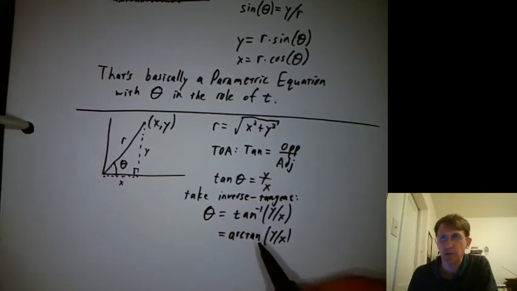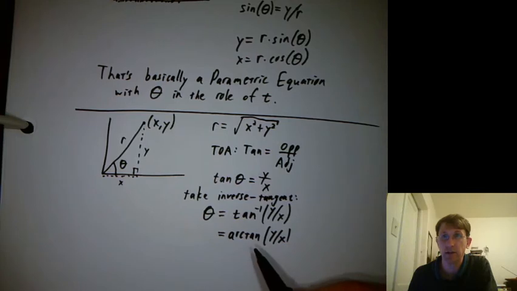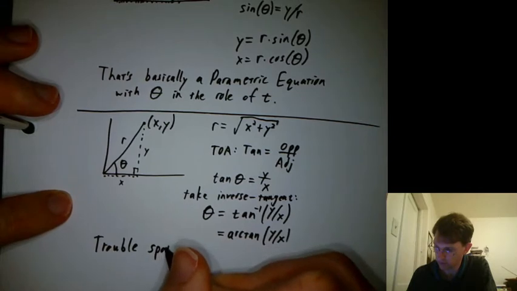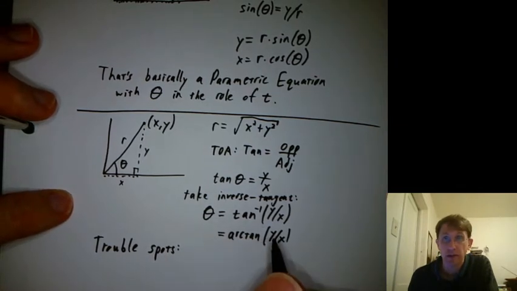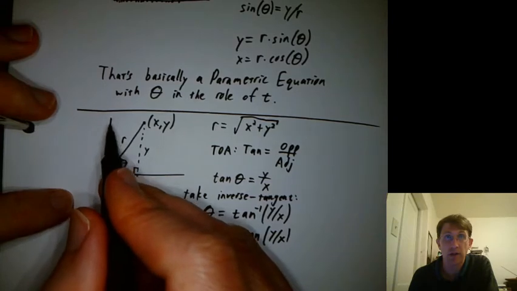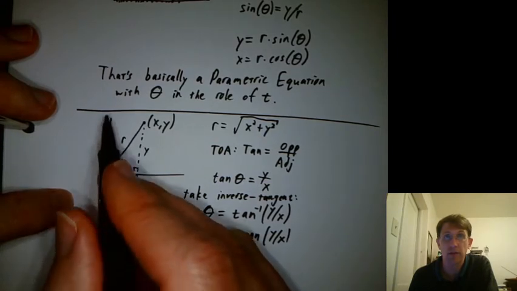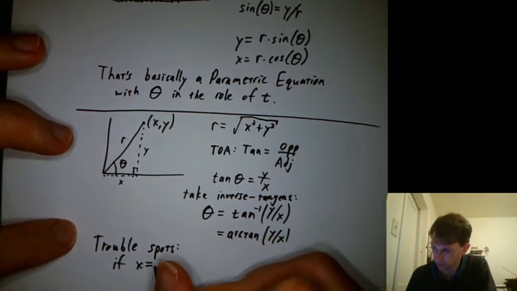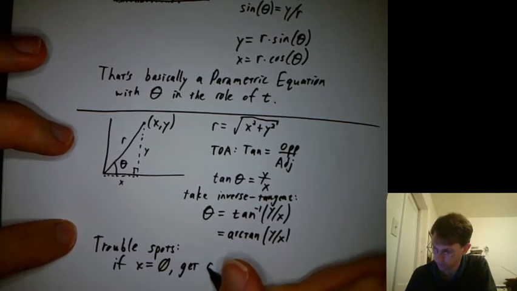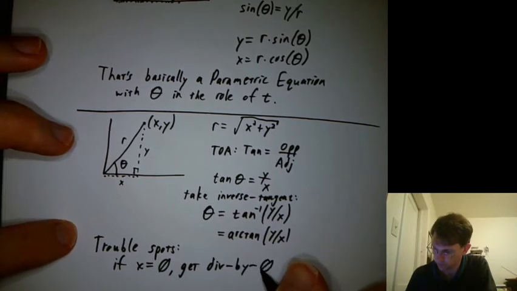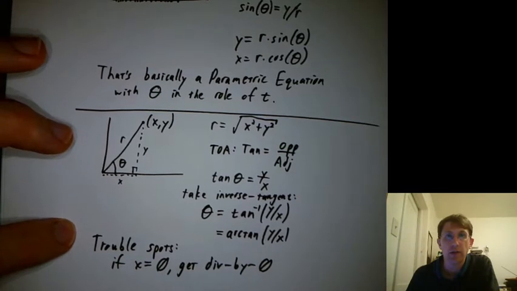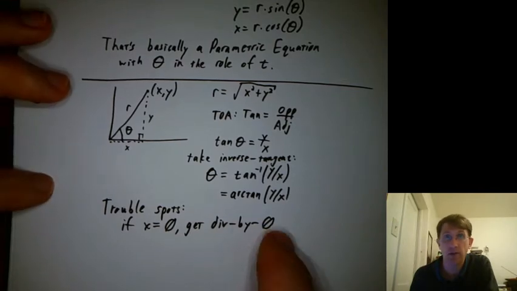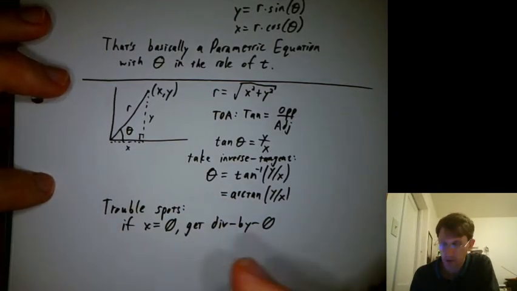Do you see any potential trouble with this? Any particular values of y and x that could cause trouble spots? Well, if x is 0, that would be right up here on the axis, y being not 0, x being 0. We're going to get it divided by 0. That's trouble. So we would like to have a way to do things without getting divided by 0, just in case x does happen to be 0. Any other trouble spots? Take some thinking.